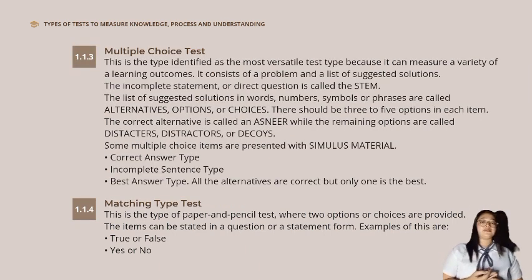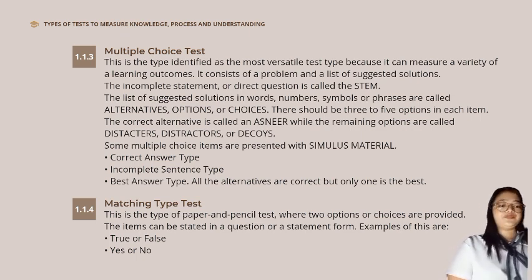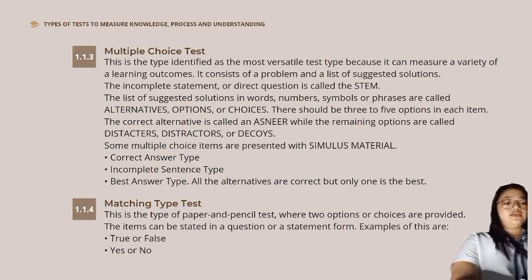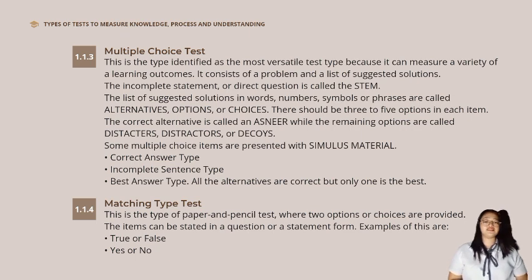The next is multiple choice. We are all familiar with multiple choice. For some, it is easy, but for others it is hard because it confuses them. For each item, there are 3 to 5 choices. The other choices are called distractors. The next one is the matching type of test. The matching type of test is similar to the alternative response test because it can be a question or a statement. It can be answered by two options, just like true or false or yes or no.